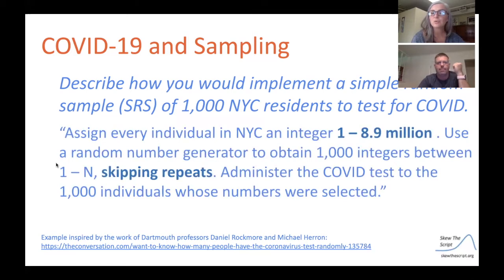Assign every individual in New York City an integer 1 through 8.9 million. Okay, I looked up the population. It's not exactly 8.9 million, but whatever. You could put 1 through n. Use a random number generator to obtain 1,000 integers between 1 and n, which is that 8.9 million or however many there are, skipping repeats. Make sure in your write-up that you told us that you're skipping repeats. Remember, with replacement, without replacement, 2 very different things.